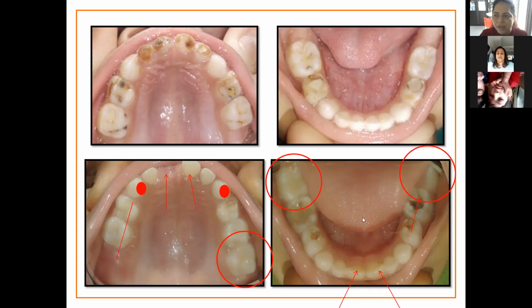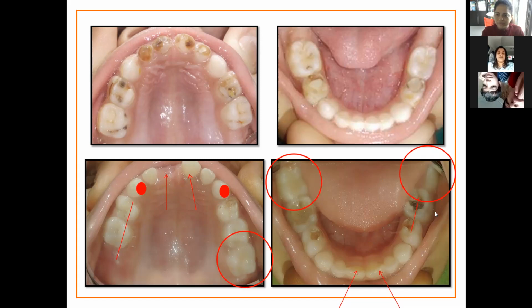Okay. Dr. Neeti, here Ms. Shwetali ma'am had a question. Her kid is 7 years old, and the central incisor has not yet erupted. Upper central incisors? Yeah. Okay. Shwetali ma'am, don't worry. Usually the upper central incisors take a little time. They come up by 8.5 years of age.